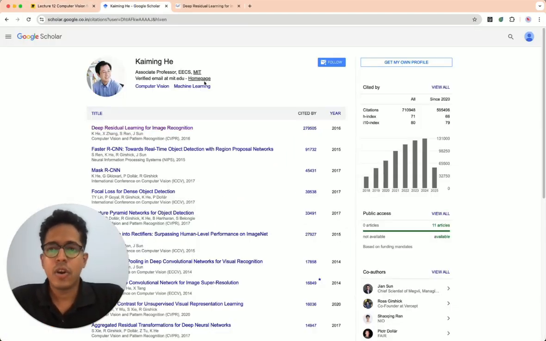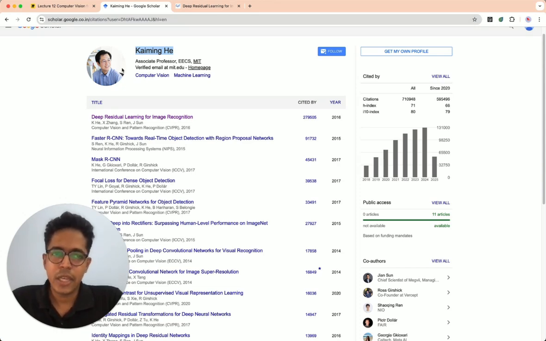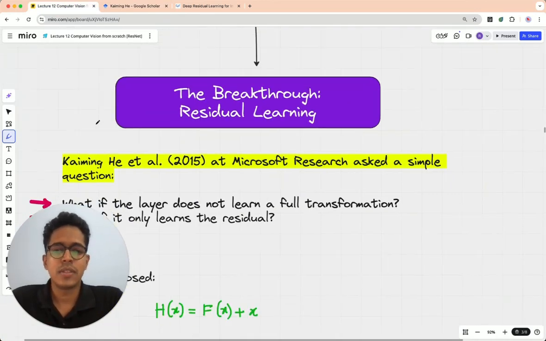The paper on ResNet was published by a set of researchers. One of the researchers is Kaiming He. He's a professor at MIT. And the original ResNet paper currently has 279,000 citations. This is a huge number by any metric. And ResNet absolutely shattered all the other models which were introduced up until that point. So what was the breakthrough that allowed ResNet to do this?